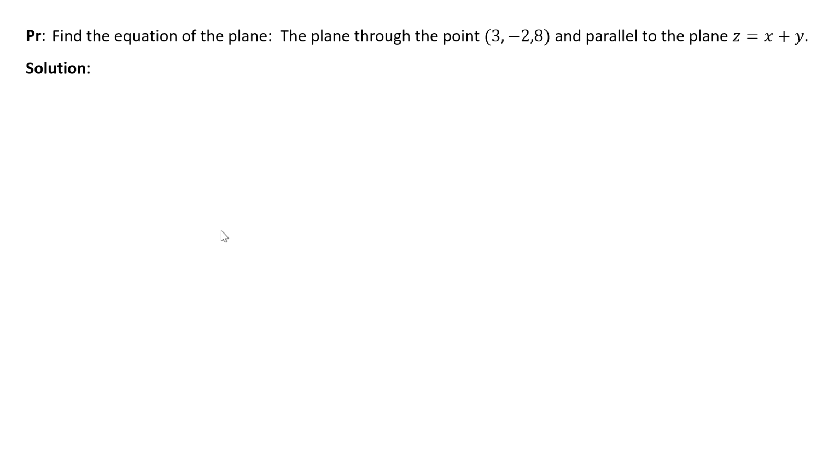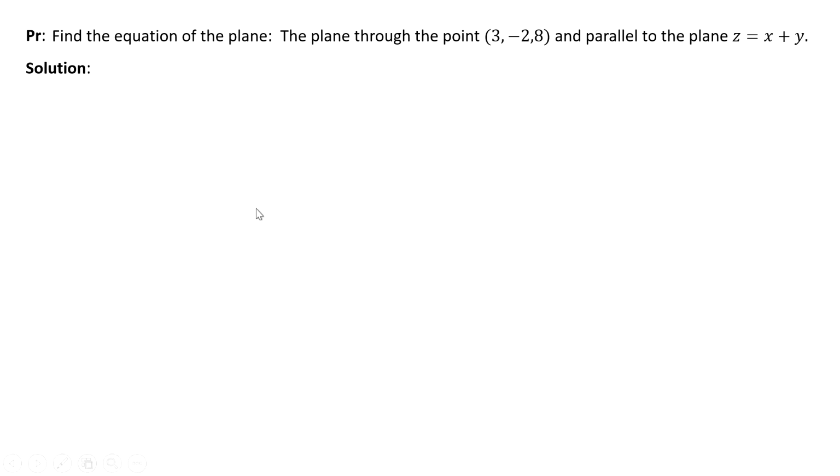Any thoughts on how to find the normal vector to our plane? Duh. If our plane is parallel to this z equals x plus y plane, then they both must have the same normal vector, right? The normal vector to one is normal to the other plane as well, because the planes themselves are parallel to each other. That's the key to solving this problem.